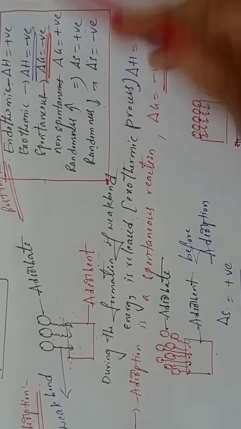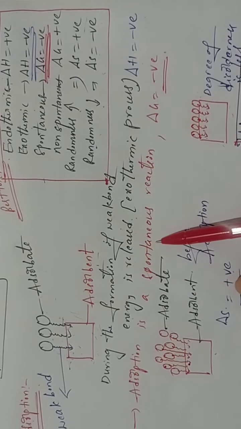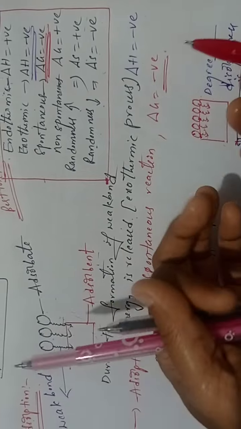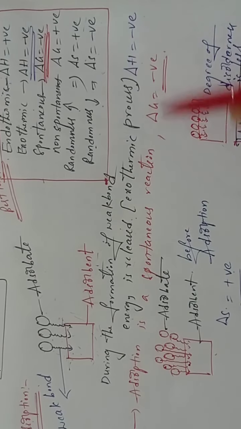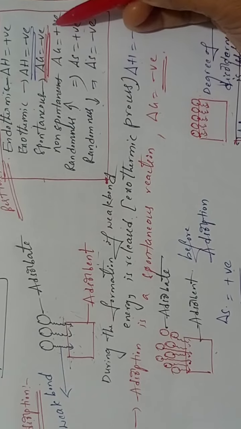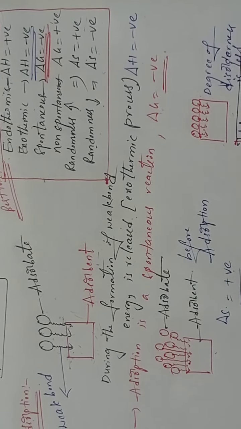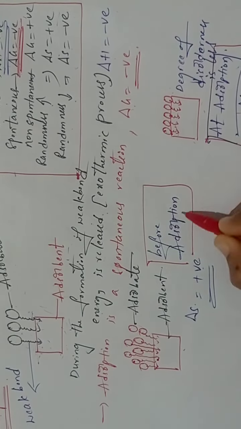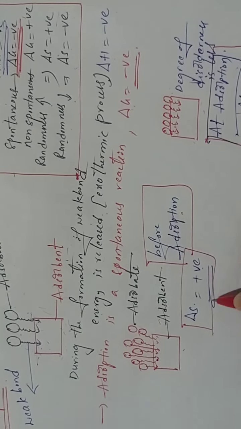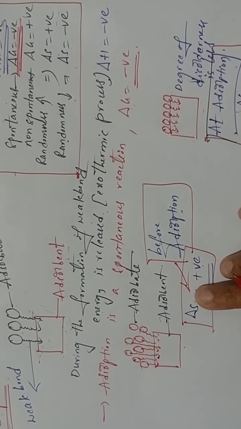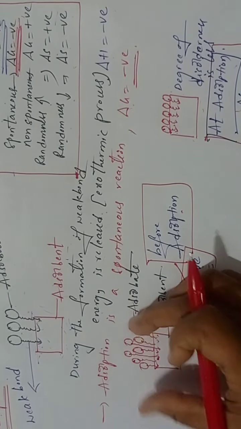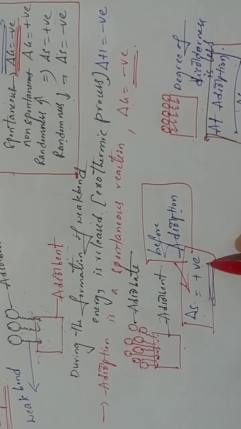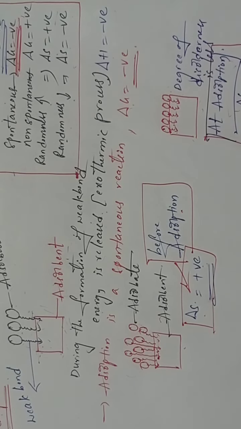Next, is it spontaneous or non-spontaneous? It is a spontaneous reaction. In adsorption, we are not supplying any external force. That's why delta G is negative, since spontaneous means delta G value negative. And degree of randomness is more before adsorption, so delta S value is positive, since all the adsorbate molecules are randomly present. Here at the adsorption, delta S value is negative.